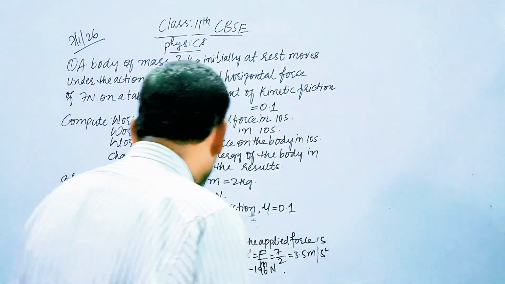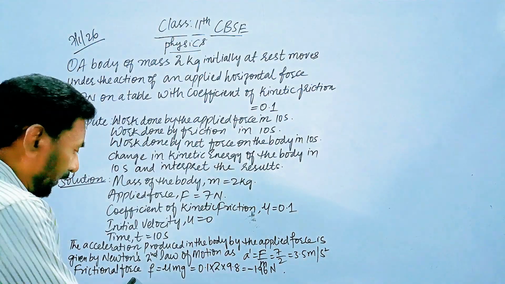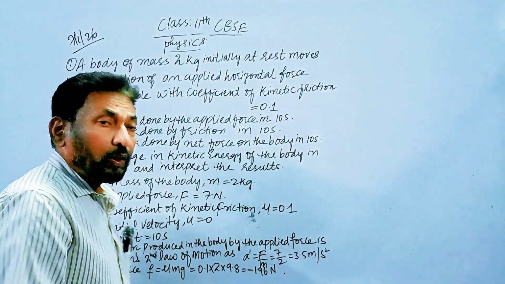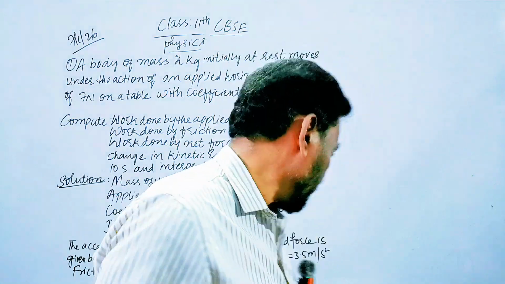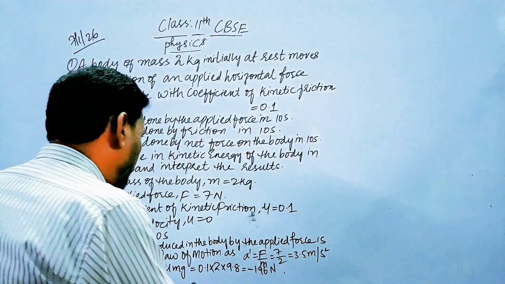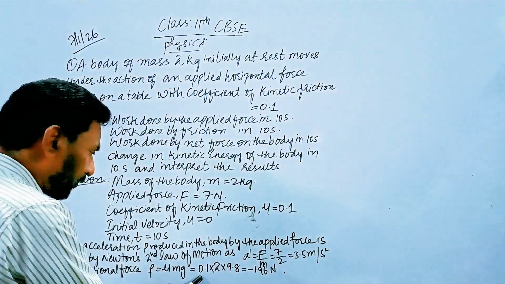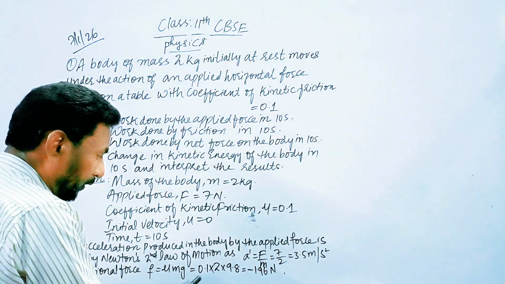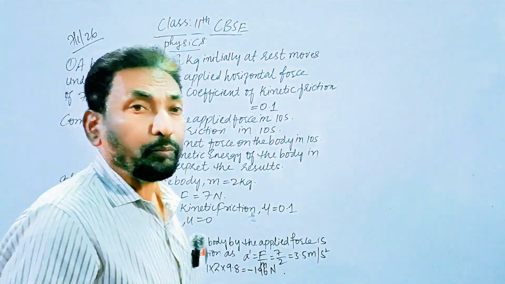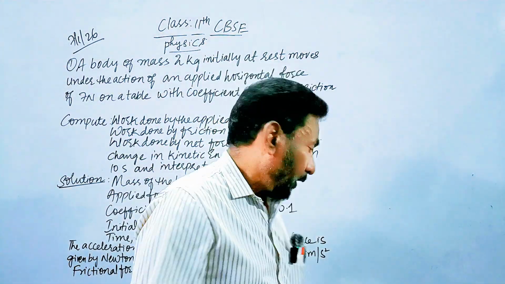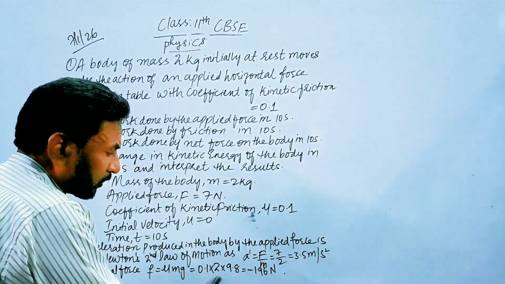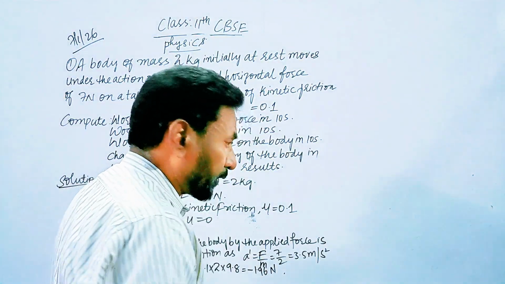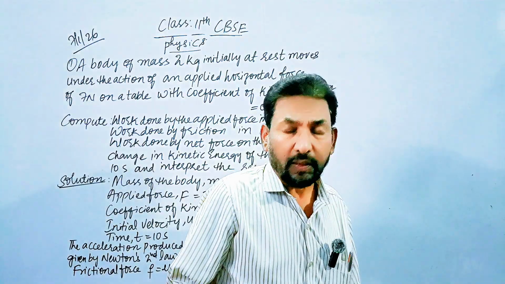ओके, देखिए फ्रिक्शनल फोर्स हमको ये लिखना होगा f is equal to μmg, right? That's equal to 0.1 μ, and m is equal to 2, g is equal to 9.8 we take. Okay, now after getting the multiplication, the full product you will be having 1.96 newtons, and that's the answer.